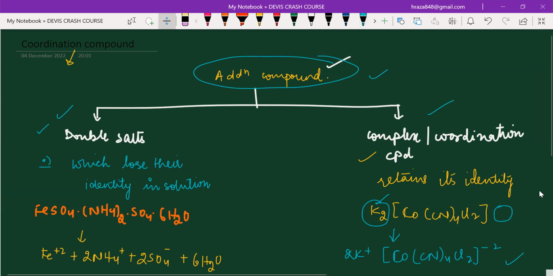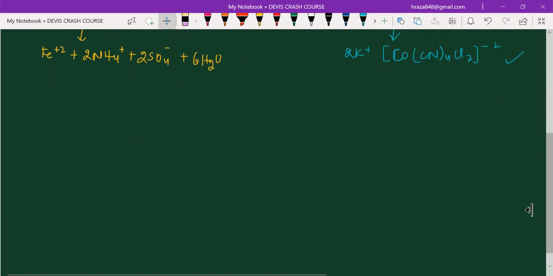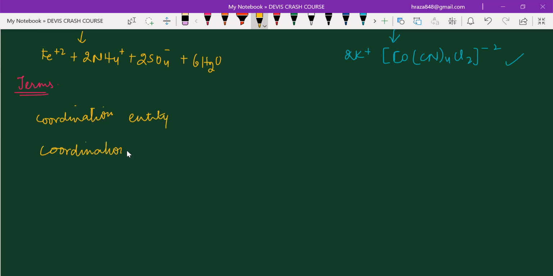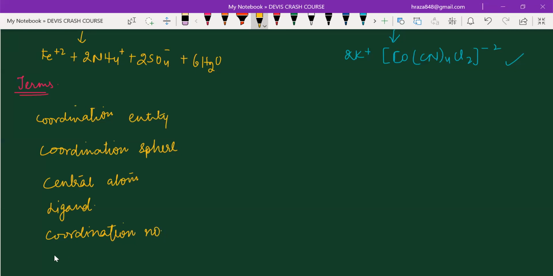So, moving to some terms that are very important. First of all, I'm just going to write the names and then I will explain. We have coordination entity. Another term that we use is coordination sphere. Another term is central atom. Then comes ligand, then coordination number, and then counter ion. These are terms we need to focus on.